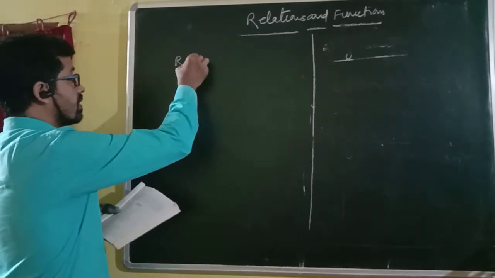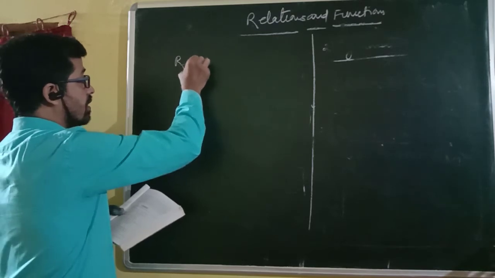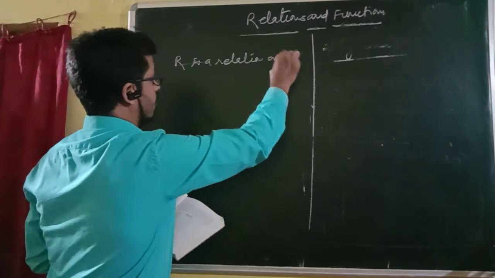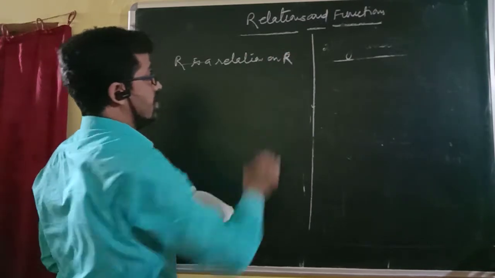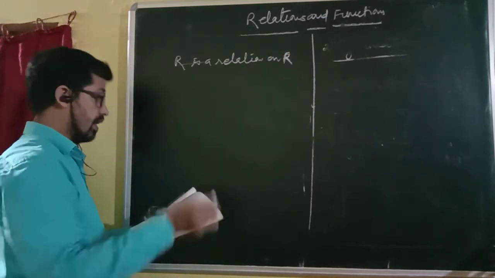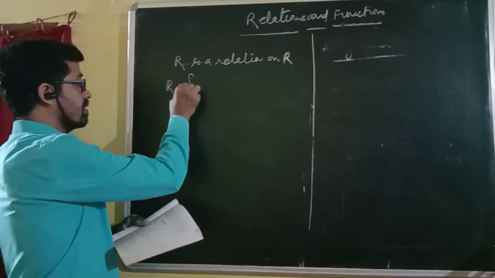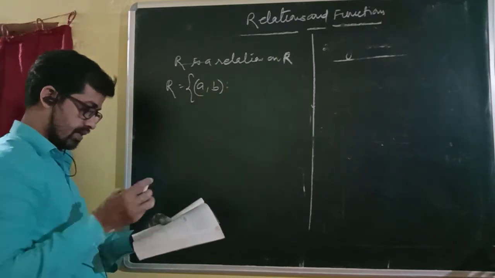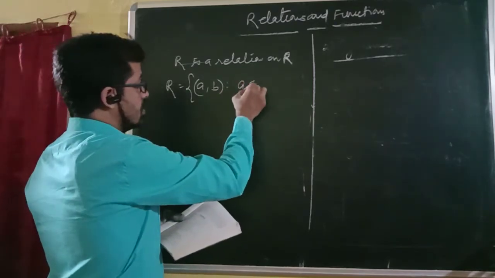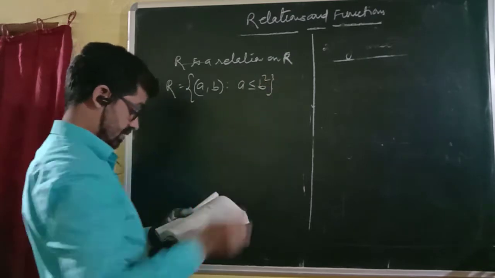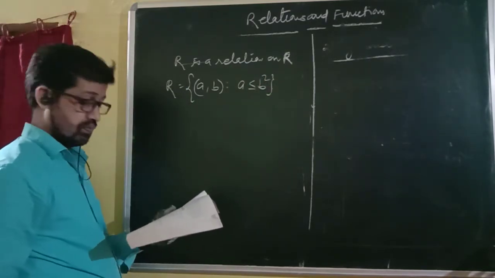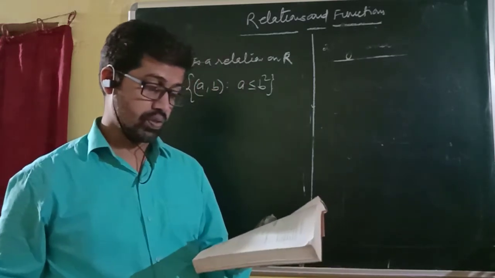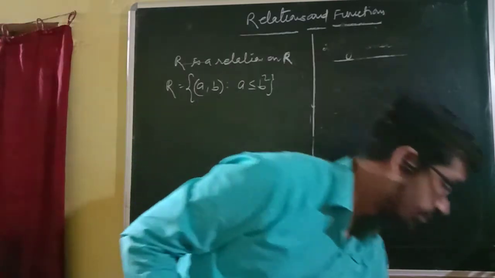R is a relation defined on the set of real numbers. And the definition of R is given here. It is containing A comma B, written in set builder form, subject to this condition. Now we have to prove that it is neither reflexive nor symmetric nor transitive.